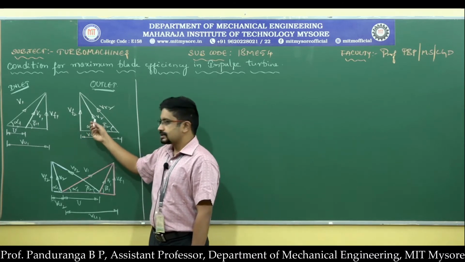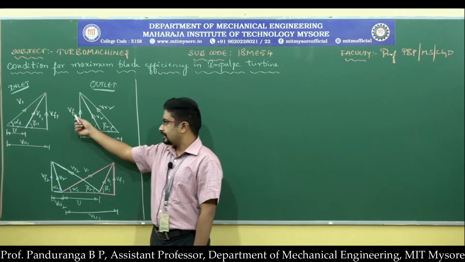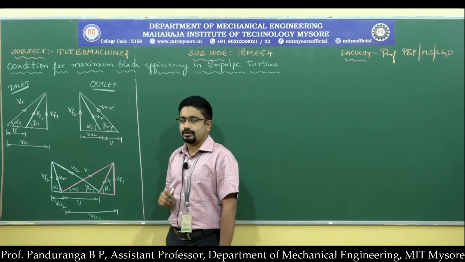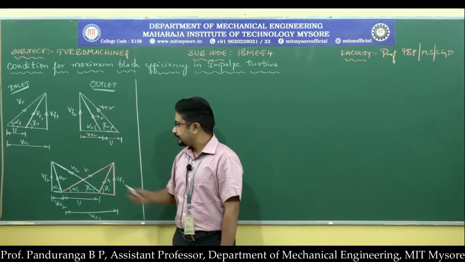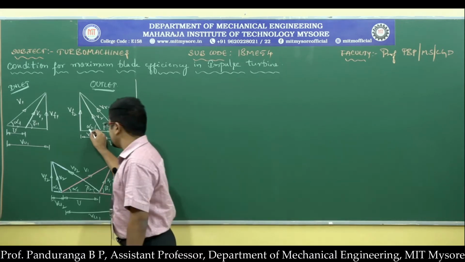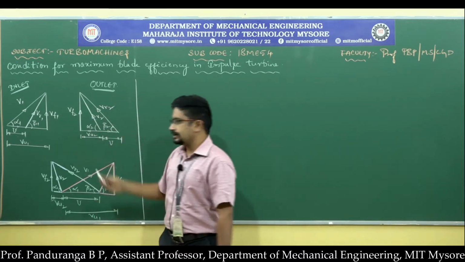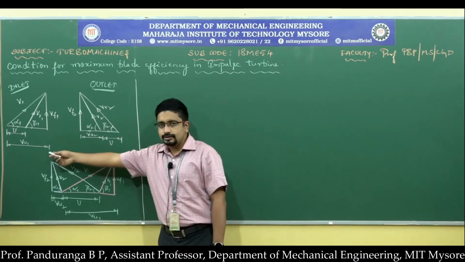And then this absolute velocity can be split into two components, one is the vertical component and the other is the horizontal component. So here the vertical component is Vf2, the flow velocity at outlet, and the horizontal component is Vu2, and the direction of Vu2 is towards left. So in this case Vu2 is in the opposite direction of u or Vu1.